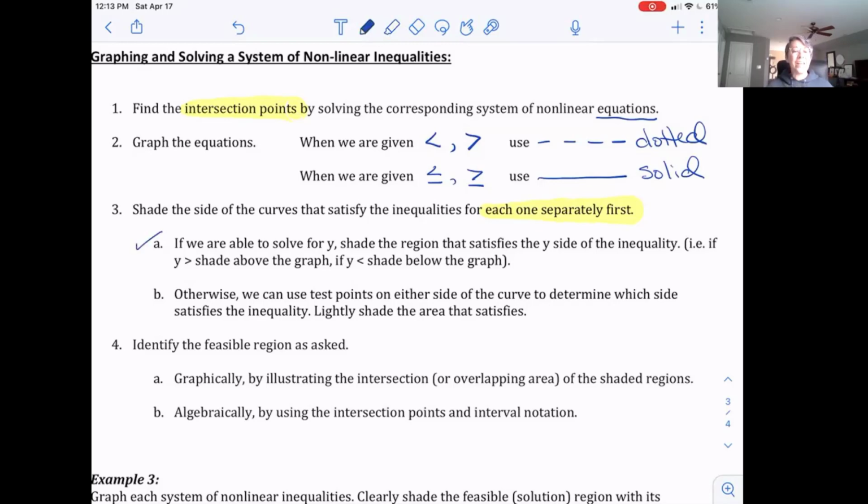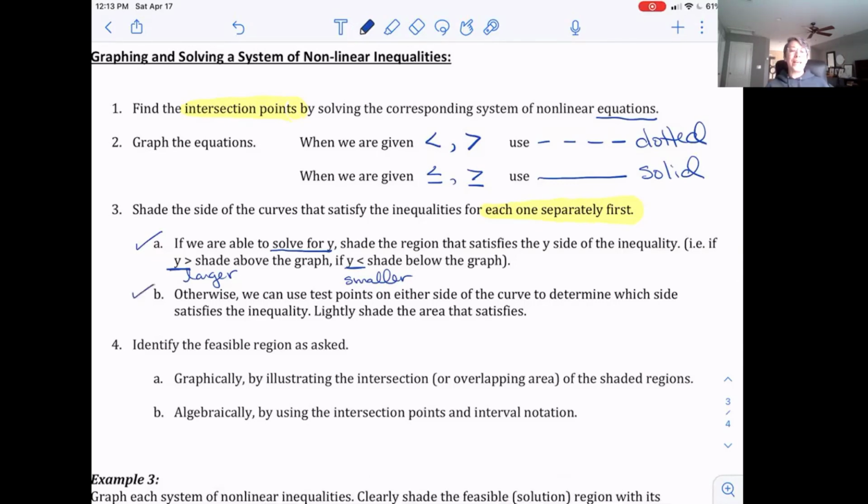So there's a couple of ways to look. The first one, if we are able to solve for y, in other words, to get y by itself, we didn't with the circle, but if it was a line or a quadratic or somehow that we can solve, you shade the region that satisfies that y side of the inequality. In other words, if you have a y is larger, you shade above the graph. If y is larger, y's get larger as you go up. So you shade above wherever the graph is. Just pick a point, go up. That's where you shade. If y is less than, in other words, smaller, you shade below the graph because y's get smaller as you go down. So pick any point on the graph, go down, that's the area where we shade.